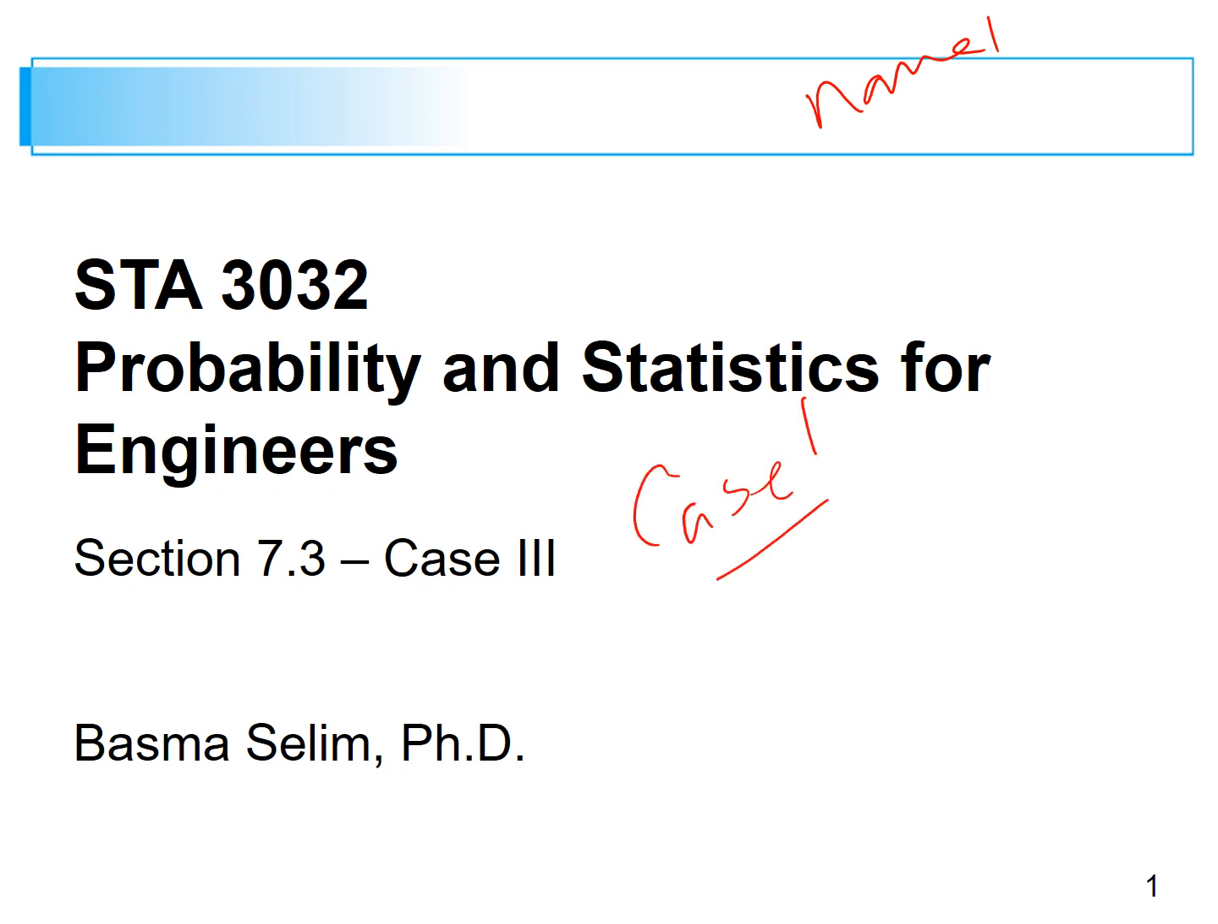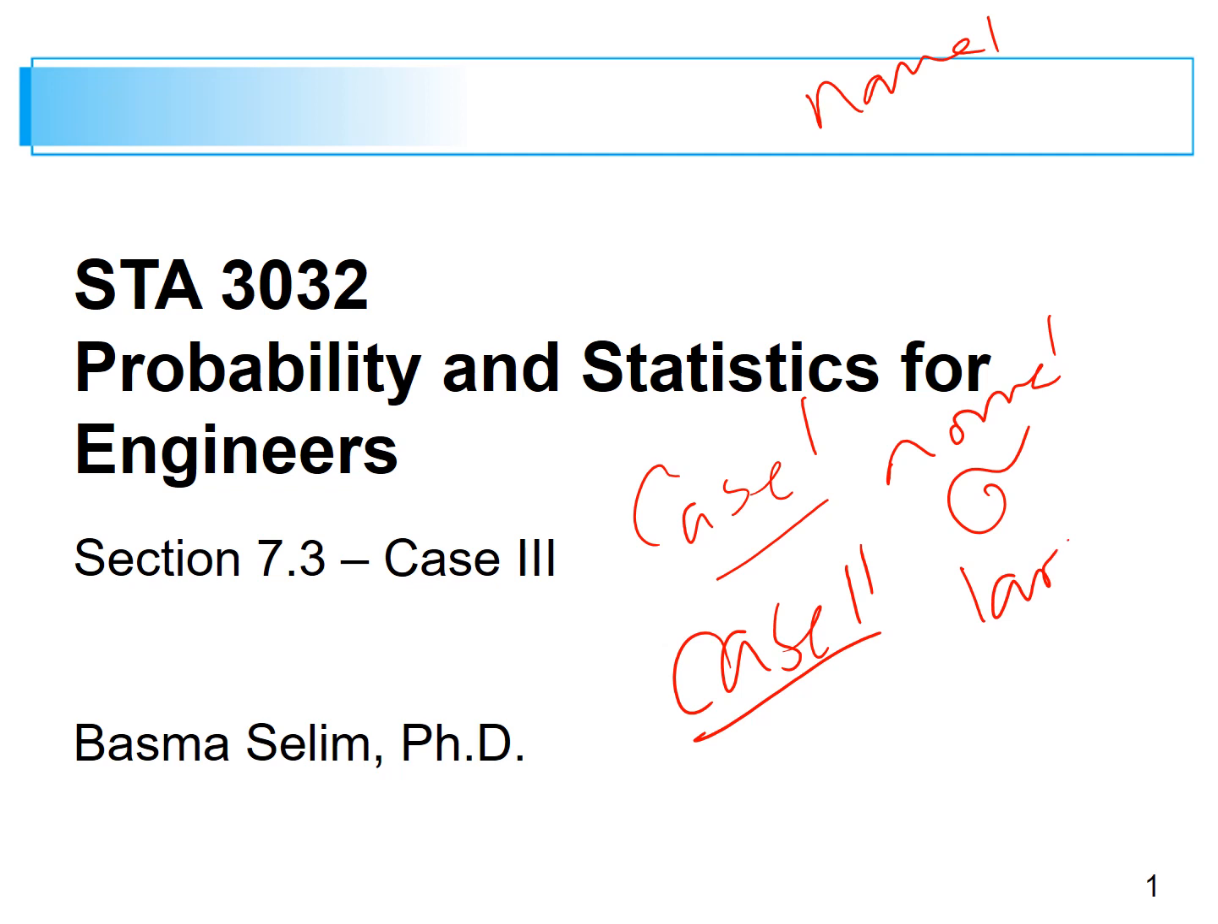In the first case we discussed, we assumed that the population distribution was normal, and we knew the value of the population standard deviation. We use this example to derive the method for computing confidence intervals. The second case was for a large sample, and we said that as long as the sample size was large, we could assume that the sample mean had an approximately normal distribution, no matter what the actual population distribution was.